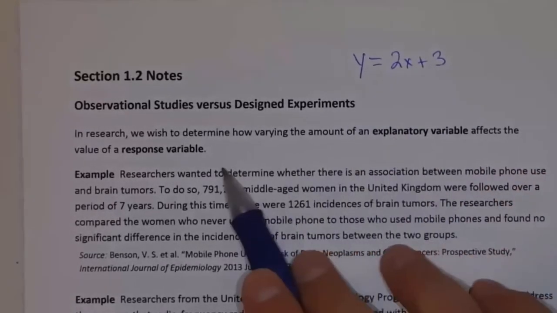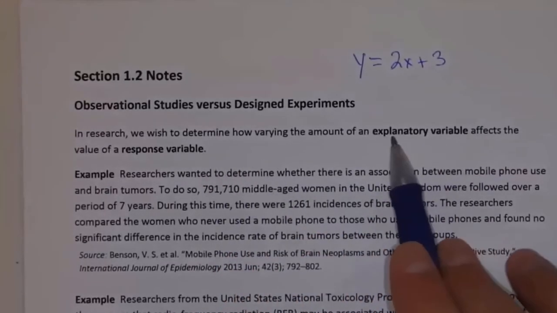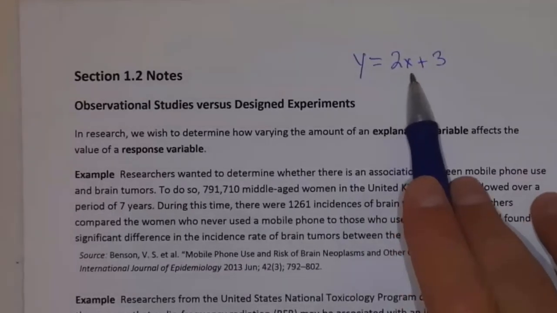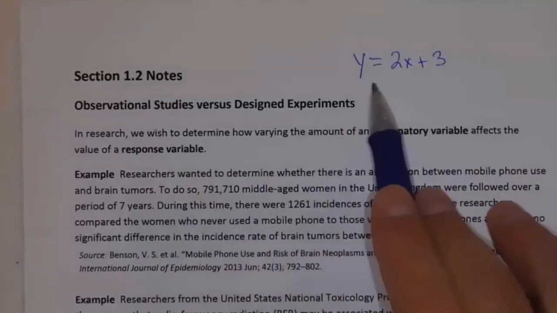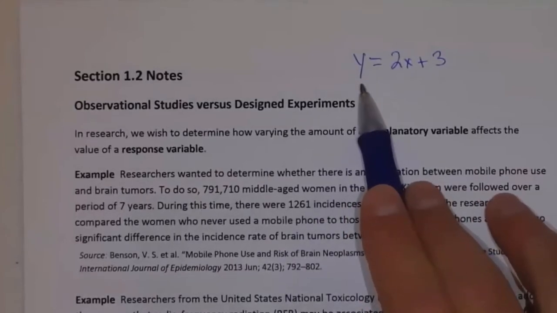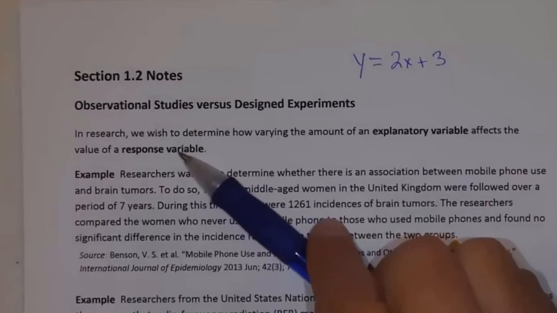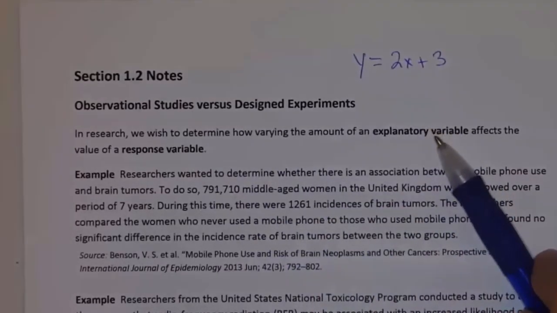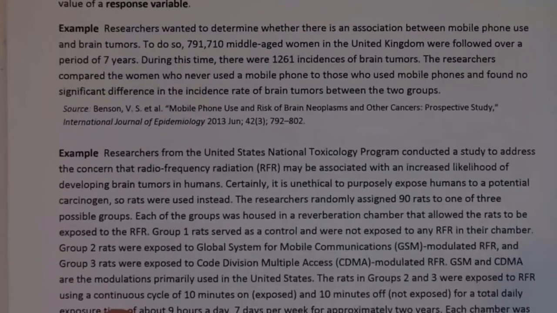It works the same way as the explanatory variable and the response variable. The explanatory variable is like x. It's like the independent variable. The response variable is like y. It's like the dependent variable. So we're going to try to explain the value of the response variable by using the explanatory variable. So take a look at this example.